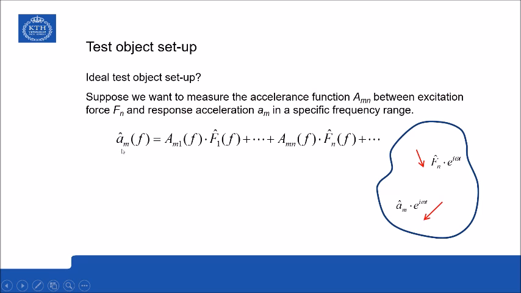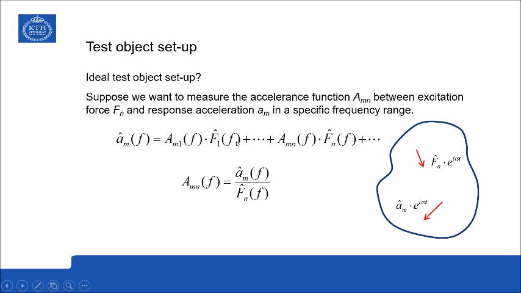From a previous presentation we know that the acceleration in a particular degree of freedom m gets contributions from all forces that excites the systems. And in our case we want to be able to measure the frequency response function between the force applied to degree of freedom n and the acceleration measured in degree of freedom m.